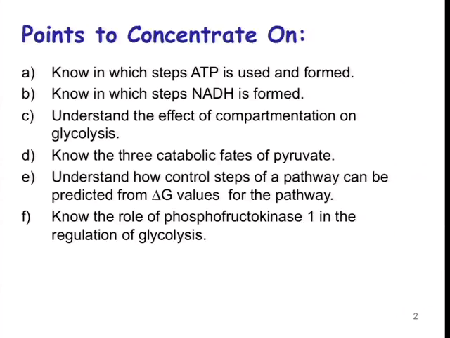So some way you can look at something and see, gee, this reaction has the highest minus delta G under physiological conditions, so that's likely to be the control step. And also you'll find the control step likely to be the first committed step in the pathway. And phosphofructokinase 1 is the critical control step, satisfying these criteria in the regulation of glycolysis.